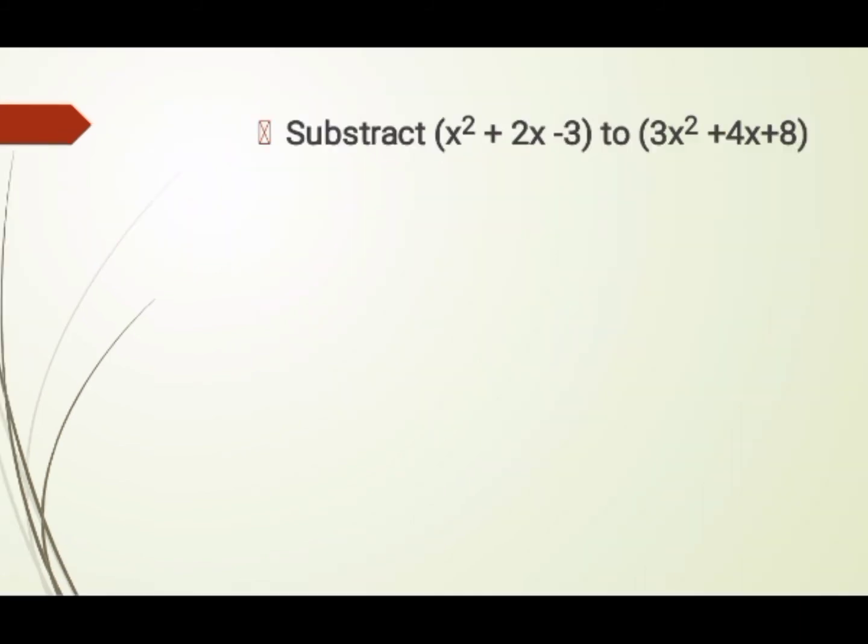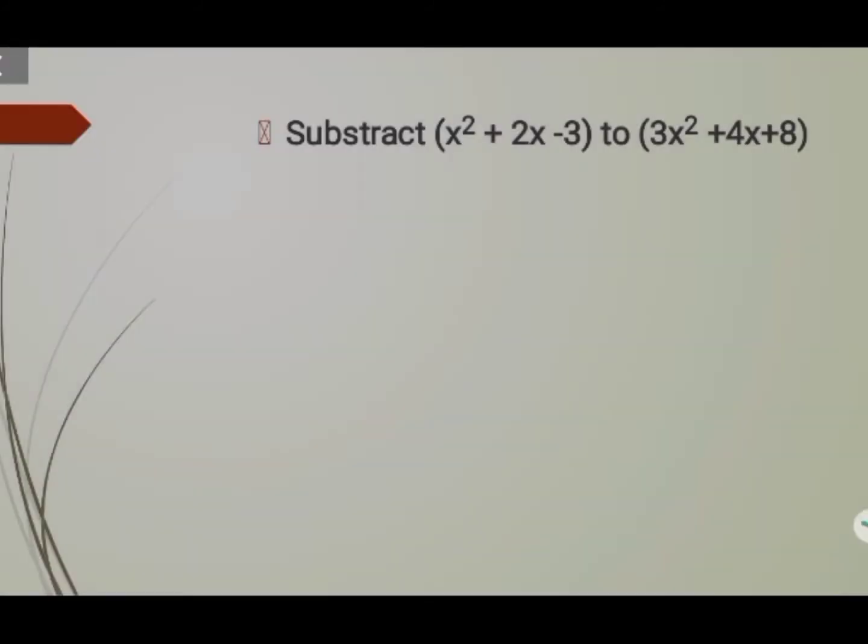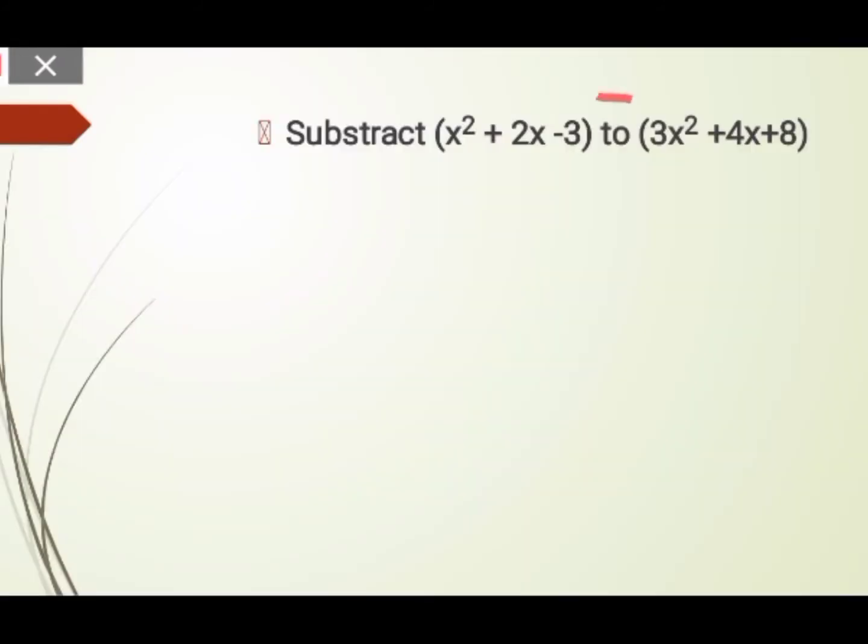So next is subtracting a polynomial. x squared plus 2x minus 3 is subtracted from 3x squared plus 4x plus 8. So we can say that it has a negative symbol here. In this case, we have to subtract polynomials.